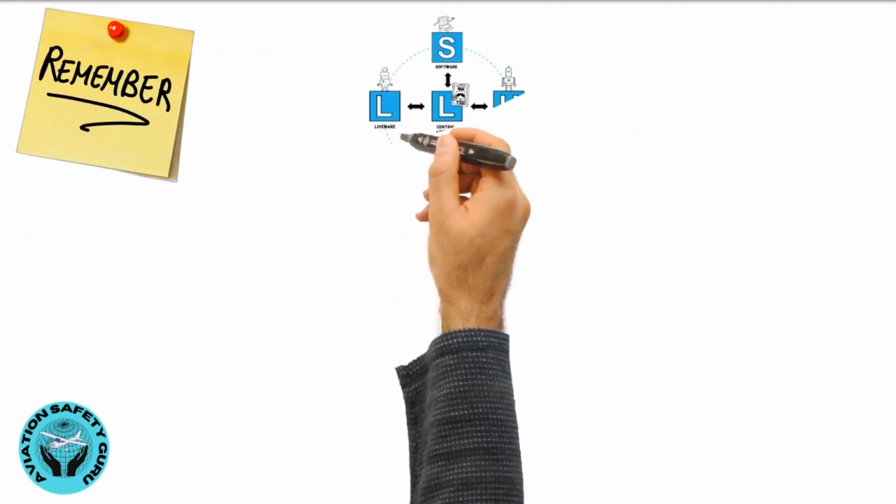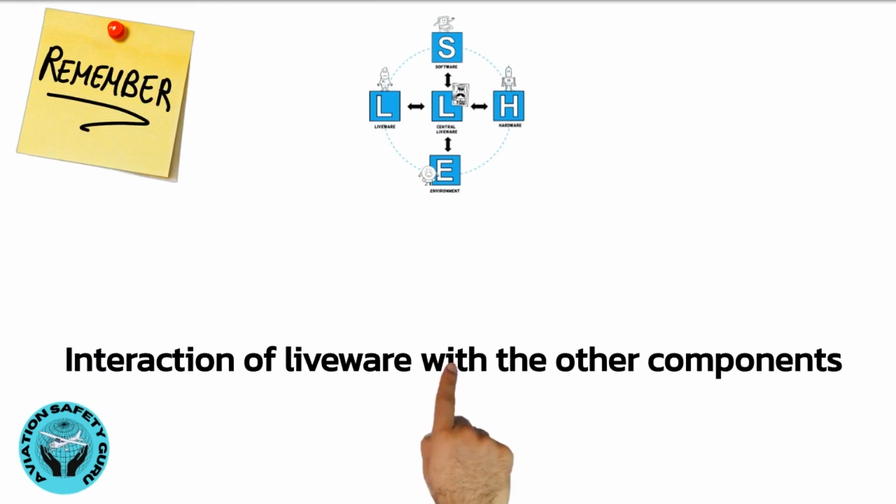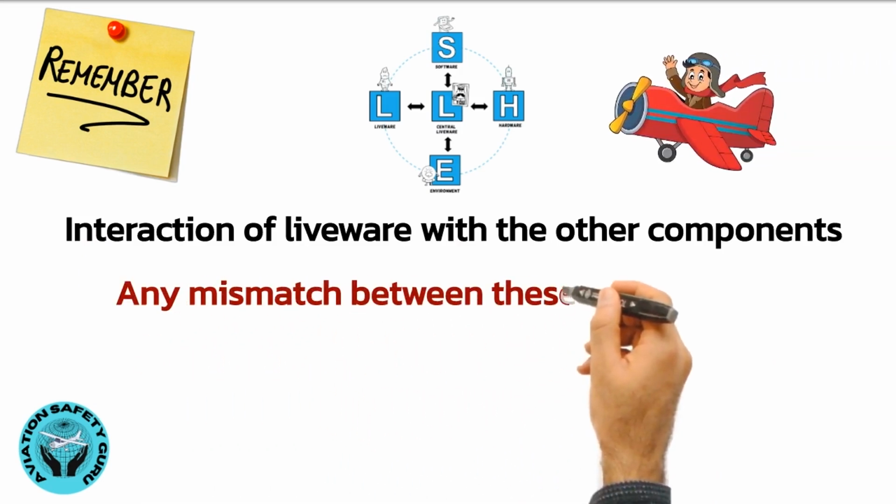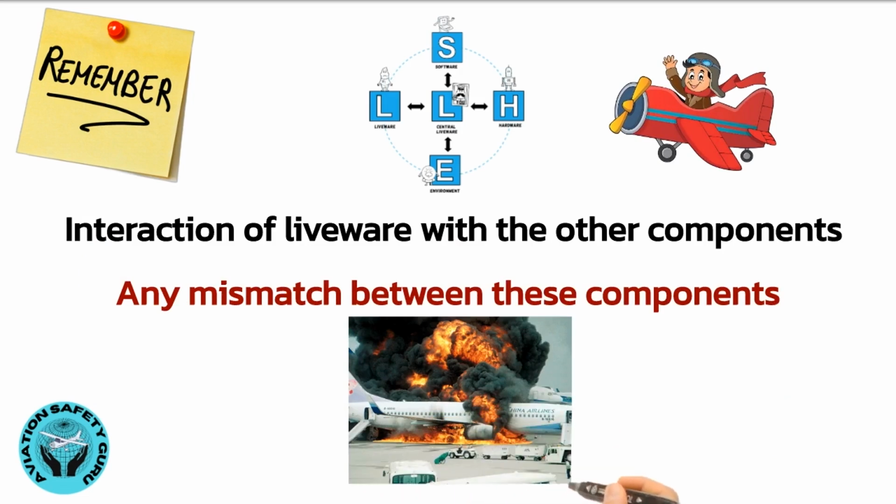Remember that the shell model explains the interaction of liveware with the other components in the aviation system. And any mismatch between these components can lead to an accident.